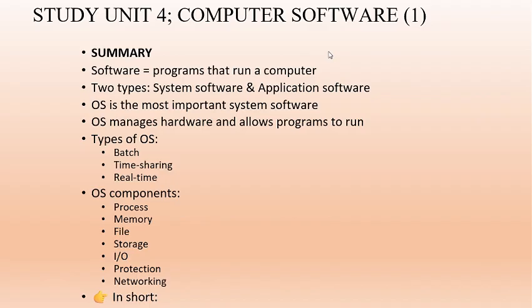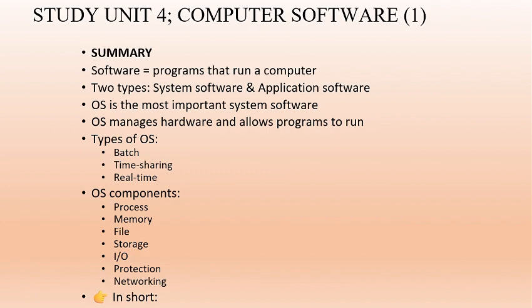So starting from the software, I said software are programs that run a computer. So software are programs that help to run a computer. Then I said we have two types of software: the system software and the application software. And I said under the system software we have three other types, but we actually focused on one, which is the operating system. We have the operating system, the language translator, and the utility software.